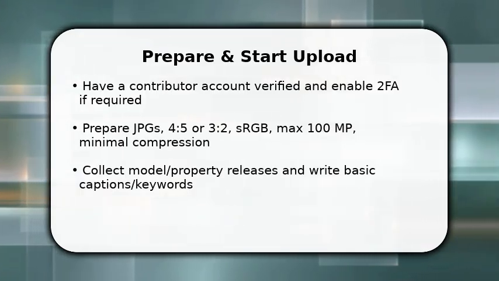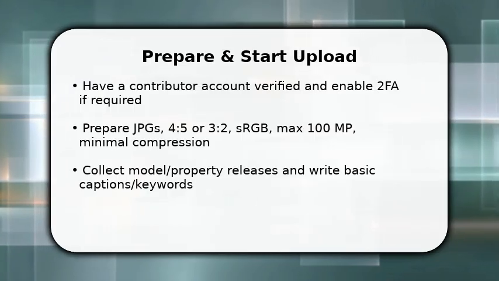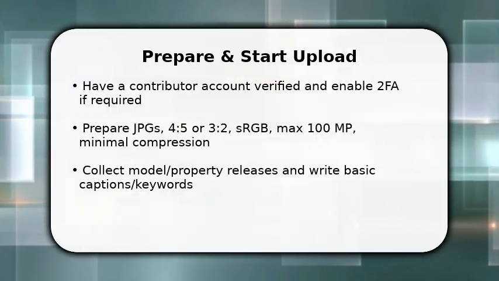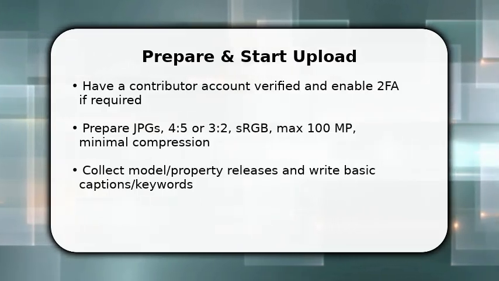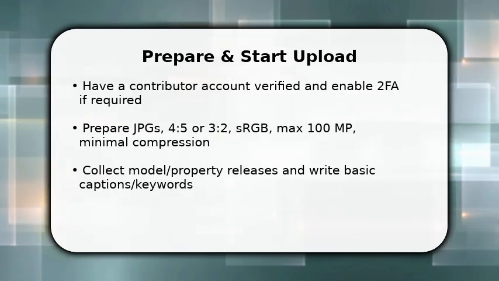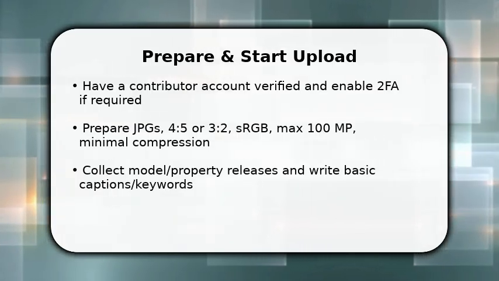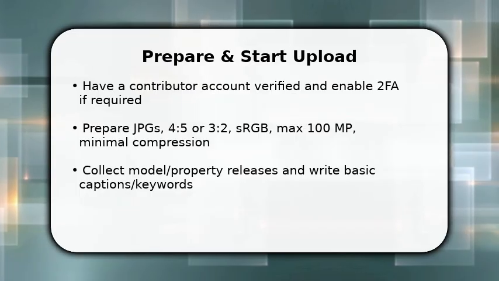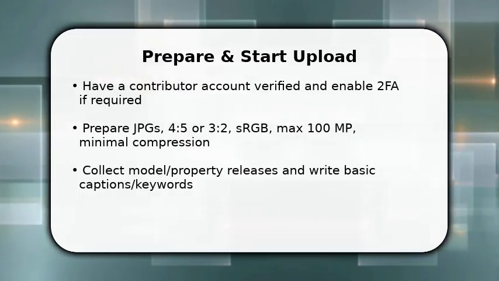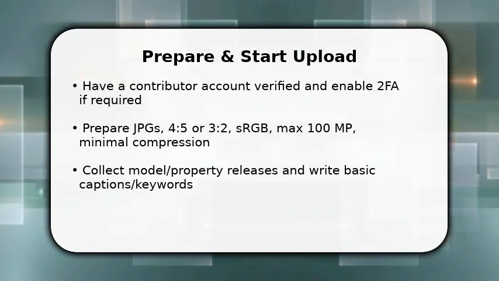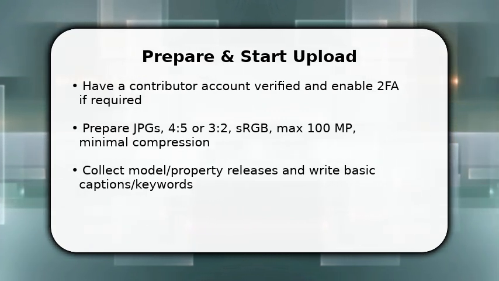Once done, prepare your image files in sRGB JPEG, correct dimensions and sharpness, and gather model or property releases when people or private property appear. Make concise captions and initial keyword lists to speed the process. You do this now so uploads aren't stalled by missing documents or bad files. Efficient prep saves review cycles and rejection risk.